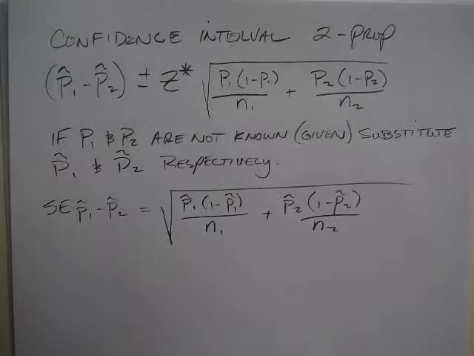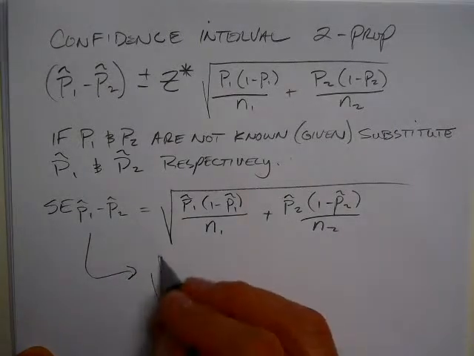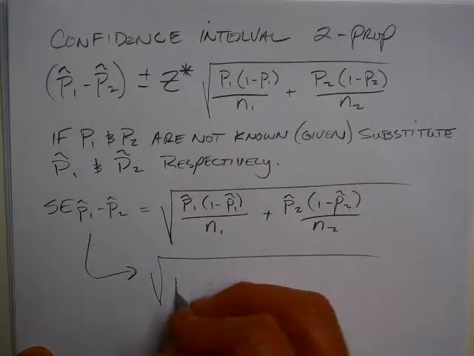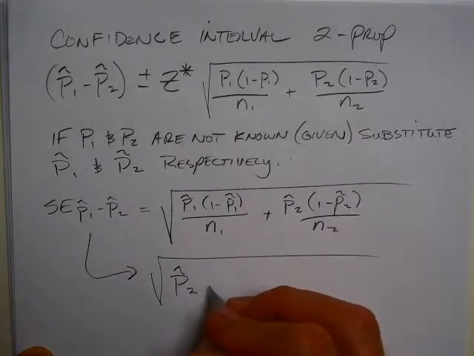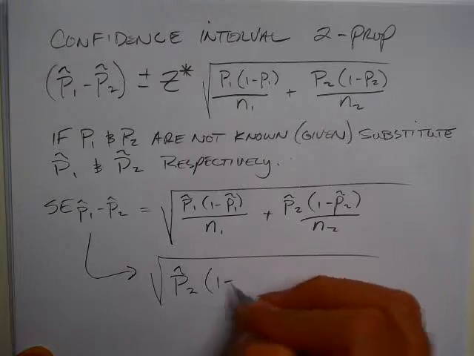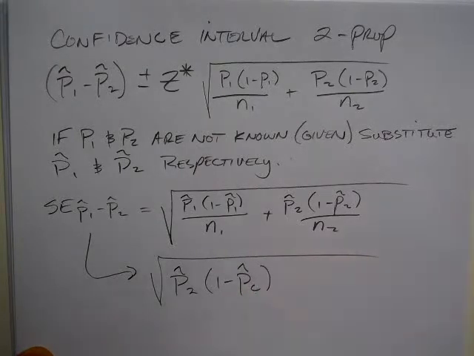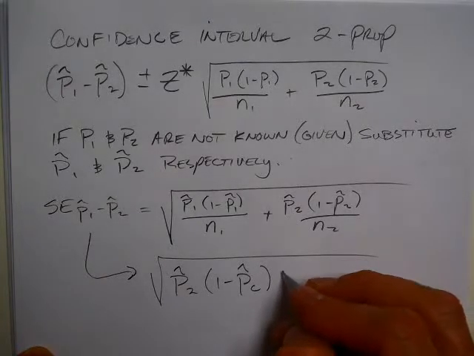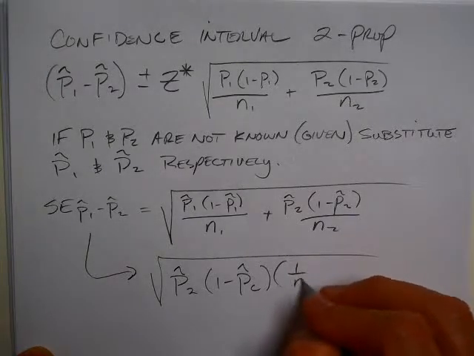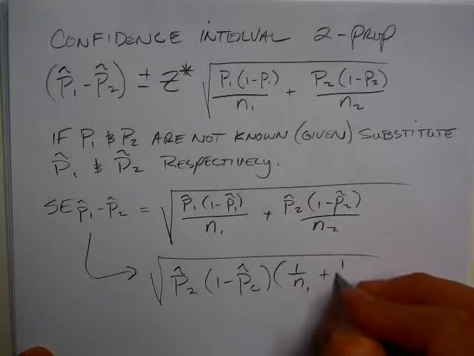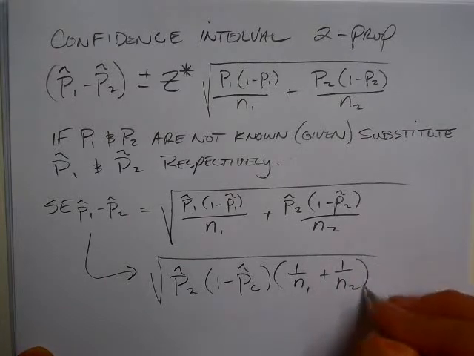There's another calculation for this. I don't know that it's necessarily easier, but this is another way that you can get this. It would be p hat c times 1 minus p hat c, that's the combined p hat, times 1 over n1 plus 1 over n2.